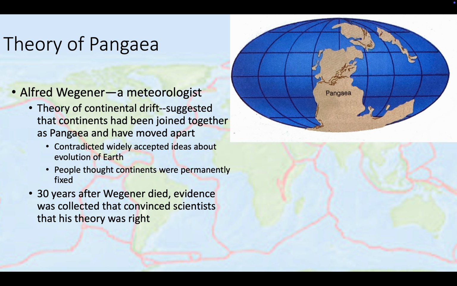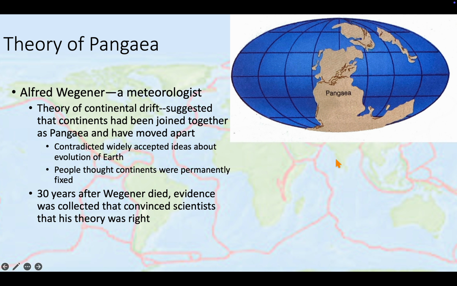Alfred Wegener was a meteorologist. So he wasn't a geologist that studies Earth. He was a meteorologist that studied weather. But he made a bunch of observations and came up with this theory of continental drift. And continental drift suggested that continents had been joined together as Pangea and then have moved apart since. So he believed that our Earth started out such that all the continents were connected in one large landmass.